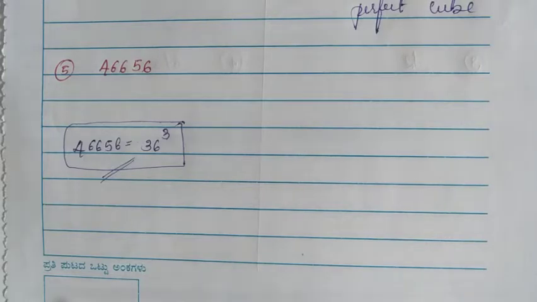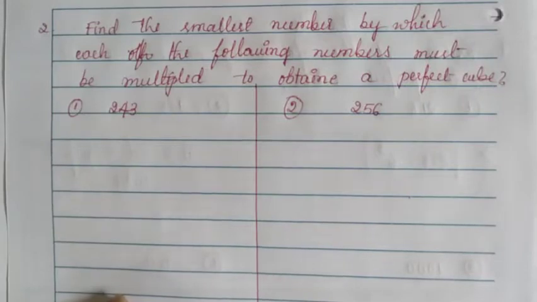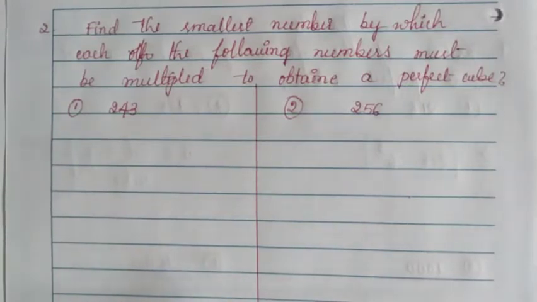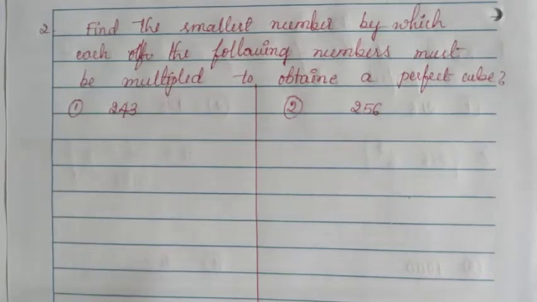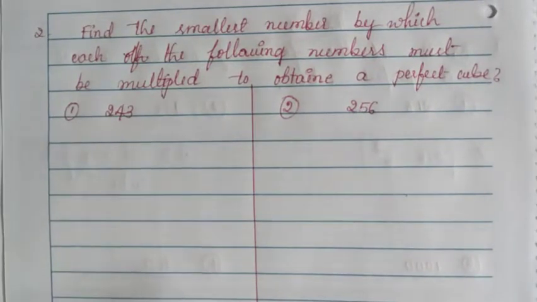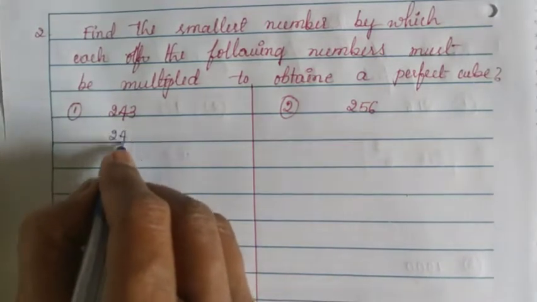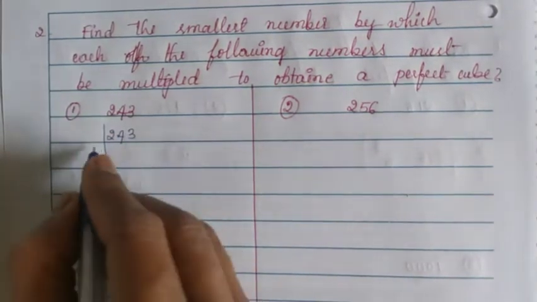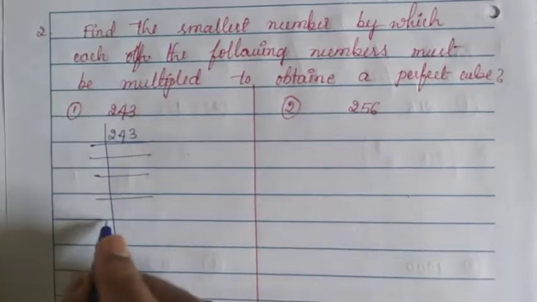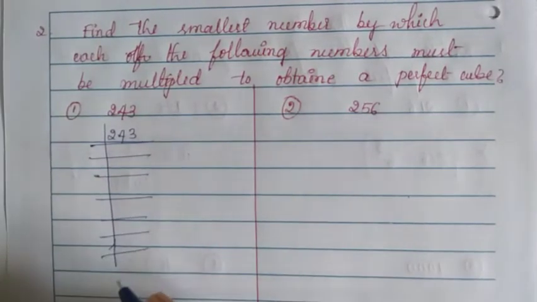Okay children, next we will go to the second problem. See here in the second problem, what is being asked? Find the smallest number by which each of the following numbers must be multiplied to obtain a perfect cube. Now let us take the first problem, 243, and apply the prime factor method. 243 into prime factorization.